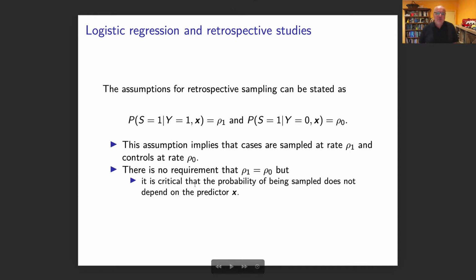We assume that the probability that you're sampled, given you have the disease, or your success, so in this case you have emphysema, and the predictors, is rho 1, and the probability of being sampled given you don't have it is rho 0. These don't have to be the same rate, but the key thing is that they do not depend on your predictors. You're not more likely to be sampled if, for example, you smoked versus not smoked. We just have a certain probability of being sampled if you have emphysema, and a certain probability if you don't, completely independent of whether you smoked or not.